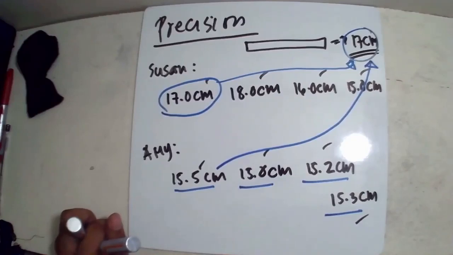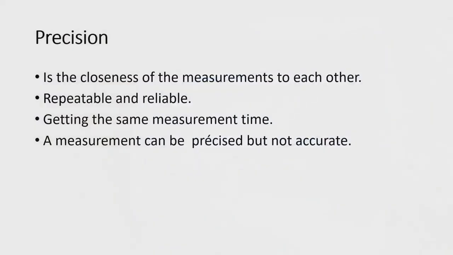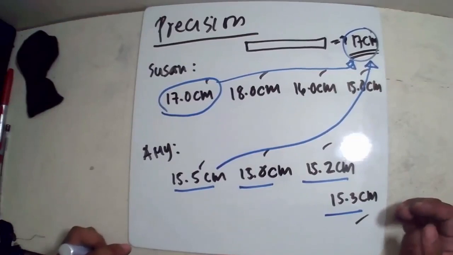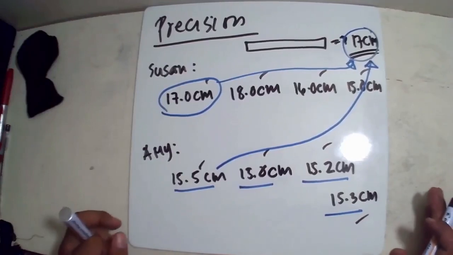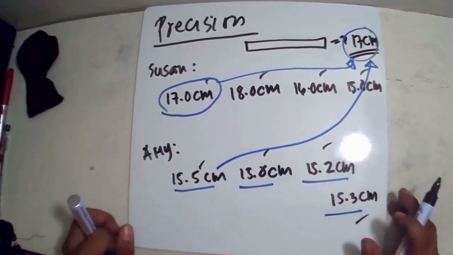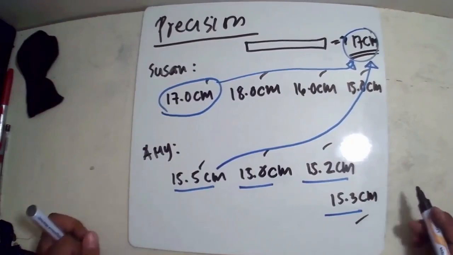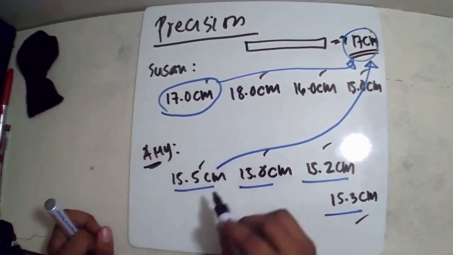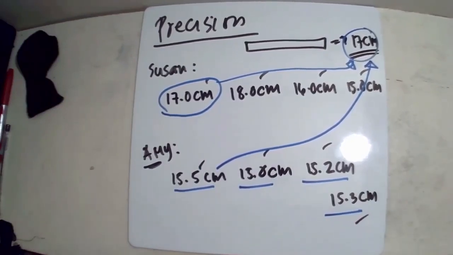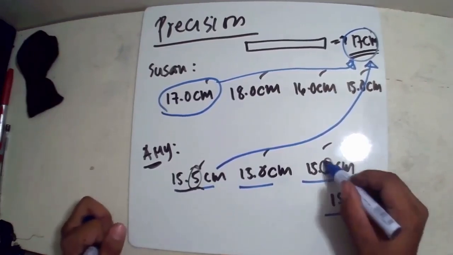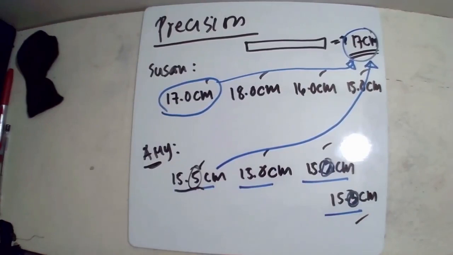According to the definition of precision, it is the closeness of the measurements to each other. That means when we look at this data, we can simply deduce that the repeatable values, as can be gleaned in this sample data, are obviously Ami's, because these measurement results are very close. The difference is just a matter of point something: 15 point something, 15.0 centimeters. So they are very close.